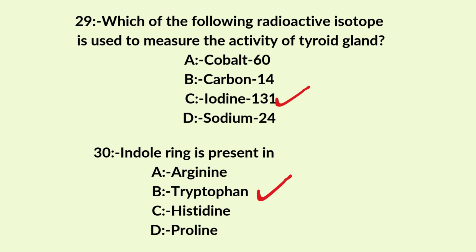Next one, which of the following radioactive isotopes is used to measure the activity of thyroid gland? Options: cobalt 60, carbon 14, iodine 131, sodium 24. Answer is option C, iodine 131. Next question, indole ring is present in, options: arginine, tryptophan, histidine, proline. Answer is option B, tryptophan.